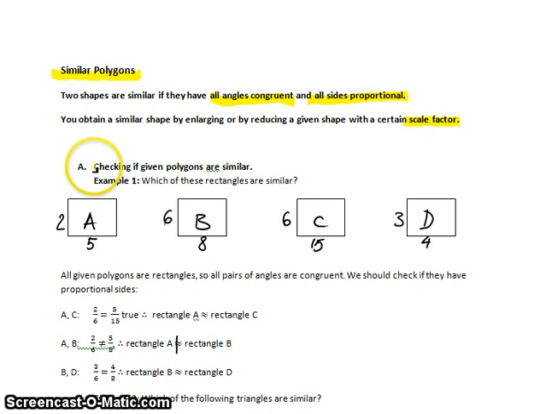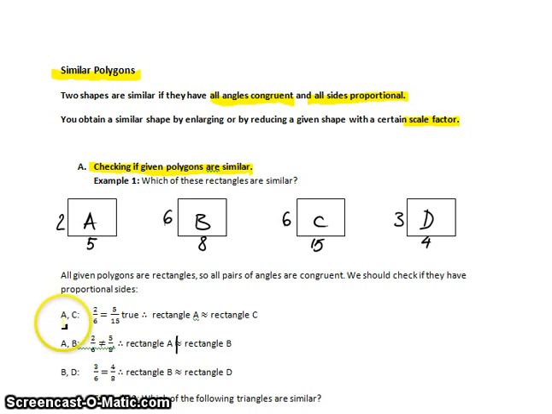First of all, you need to be able to check if given polygons are similar. Here's an example. We have given 4 rectangles. Because being rectangles, they each have only right angles. We don't need to prove that the angles are congruent. Therefore, we only have to check if the sides are proportional.